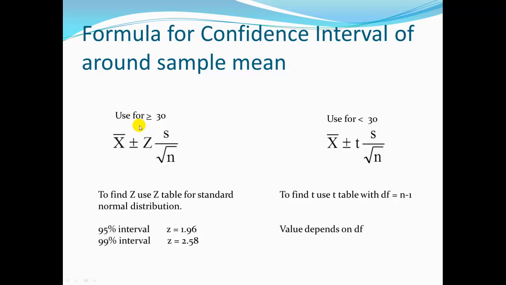And basically, rule of thumb, your book says 100, but we're going to go with 30. If you have a sample that's 30 or below, you would use this formula, which uses a t distribution. And if you have 30 or above, you would use the z distribution. And they're basically exactly the same, just you're using a different distribution to get your critical value.